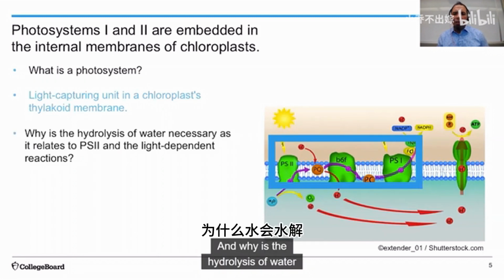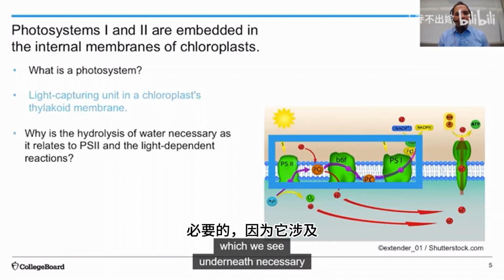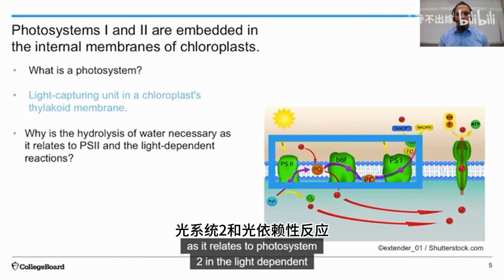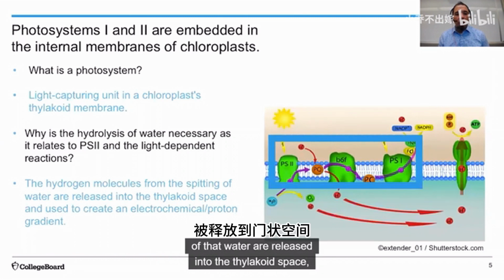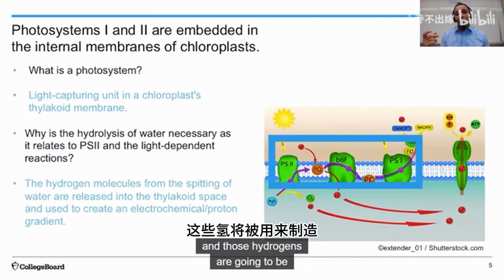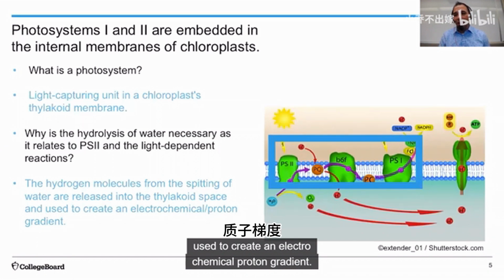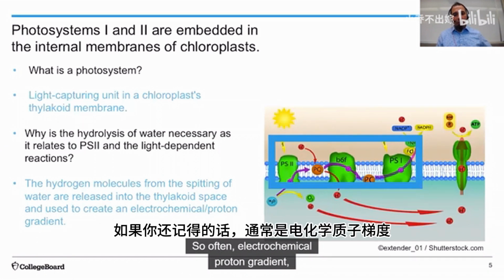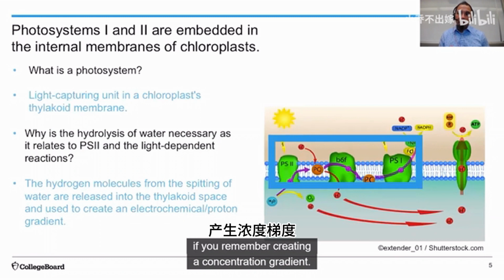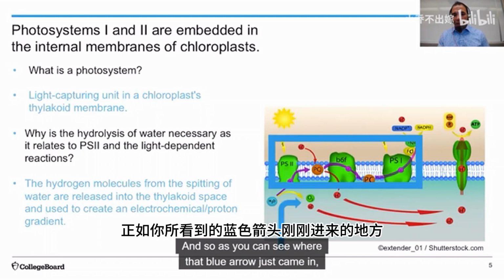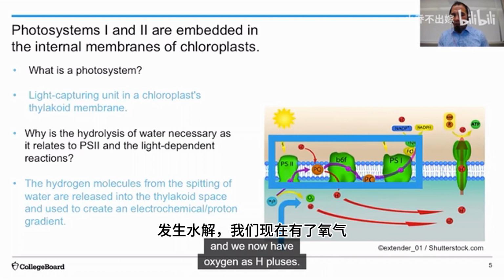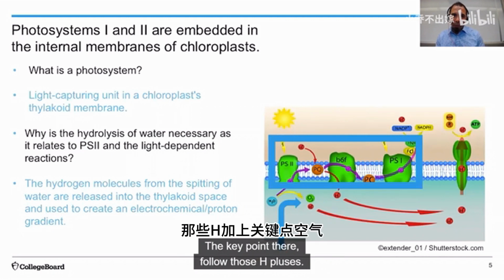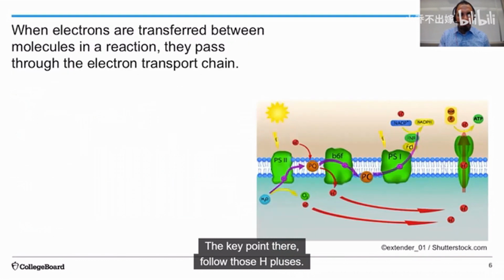And why is the hydrolysis of water, which we see underneath, necessary as it relates to photosystem 2 and the light-dependent reactions? Well, the hydrogen ions from the splitting of that water are released into the thylakoid space, and those hydrogens are going to be used to create an electrochemical proton gradient. Often, electrochemical proton gradient, if you remember, means creating a concentration gradient. As you can see where that blue arrow just came in, there's the water, hydrolysis occurs, and we now have oxygen and those H pluses. The key point there: follow those H pluses.